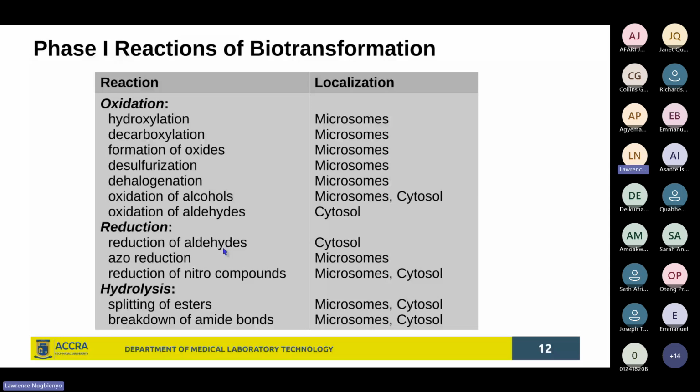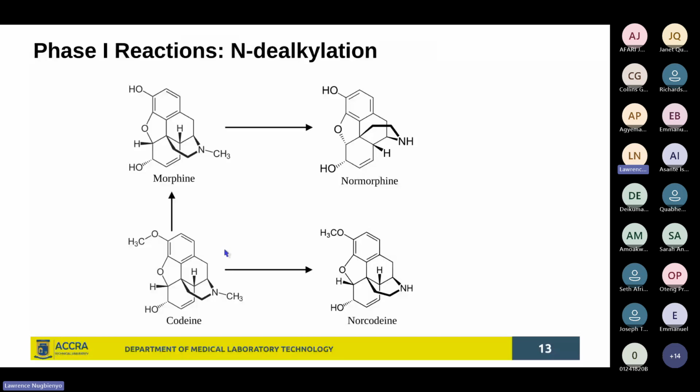Now, we start to take a look at some specific examples of biotransformation, and this reaction of N-dealkylation, removal of an alkyl group, will be falling under phase 1 reaction. Now, what we see here is one common, strong painkiller, codeine, which undergoes some dealkylation to form a metabolite, norcodeine.